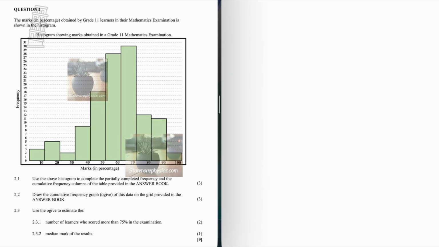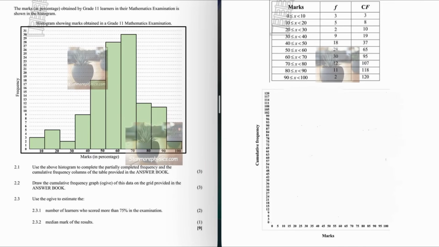Histogram showing marks obtained. Okay. So question 2.1: use the above histogram to complete the partially completed frequency and cumulative frequency columns of the table provided in the answer book. Unfortunately, I don't have access to the answer book, so I don't have the partially completed frequency and cumulative frequency table. However, I've just placed the answer there, and we can use that to answer question 2.2.